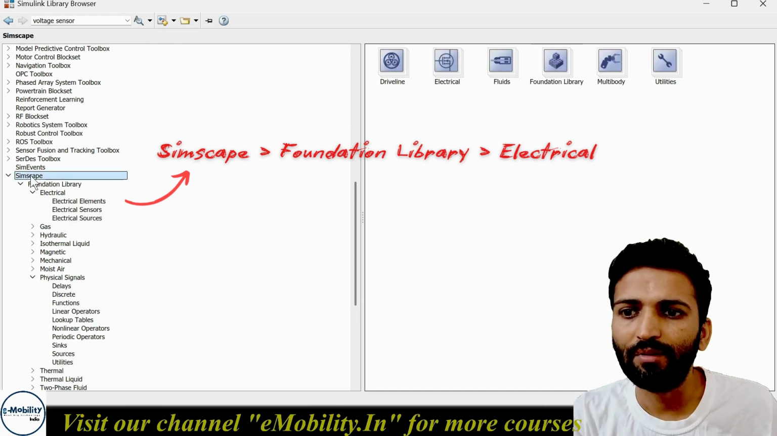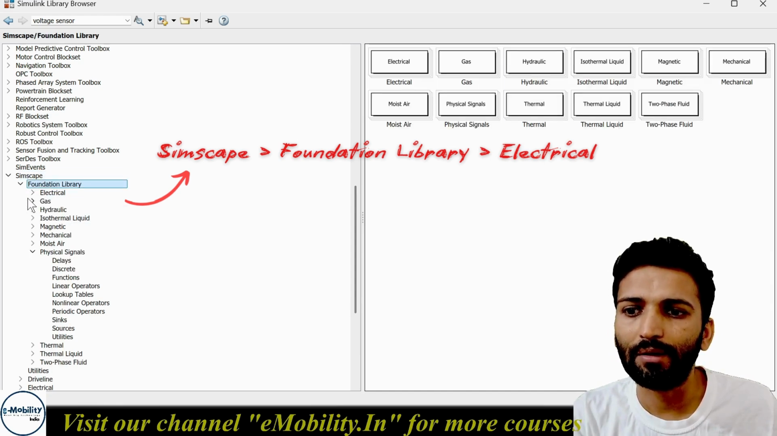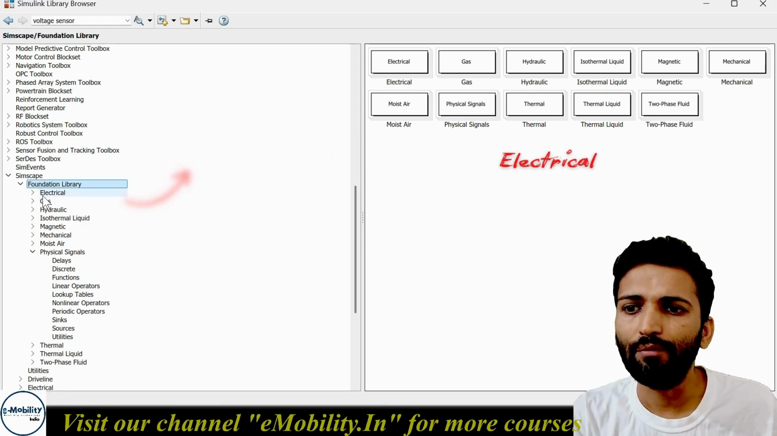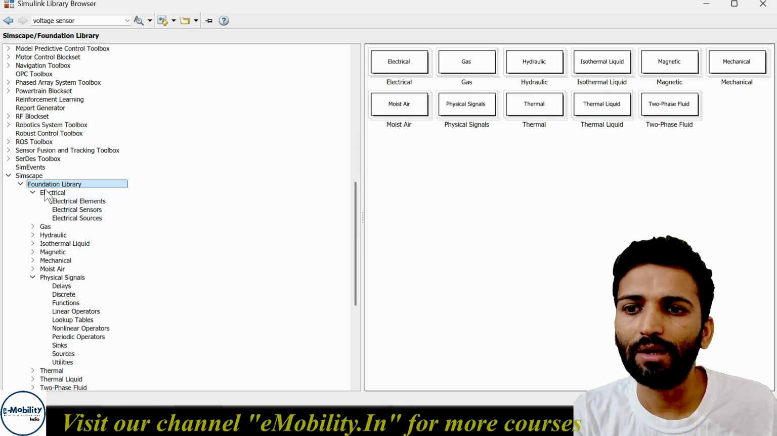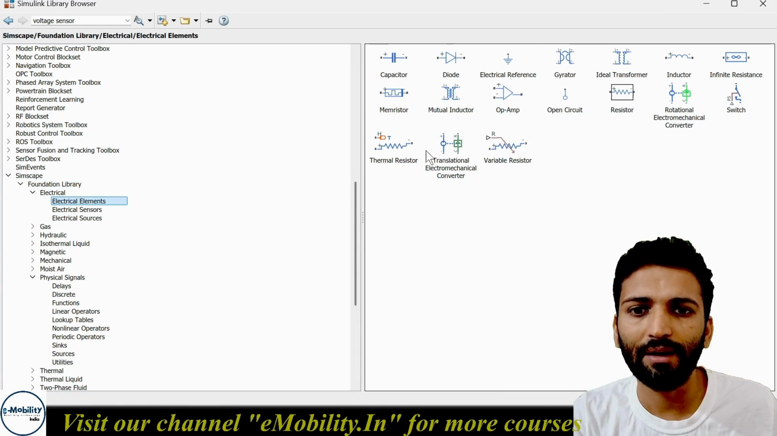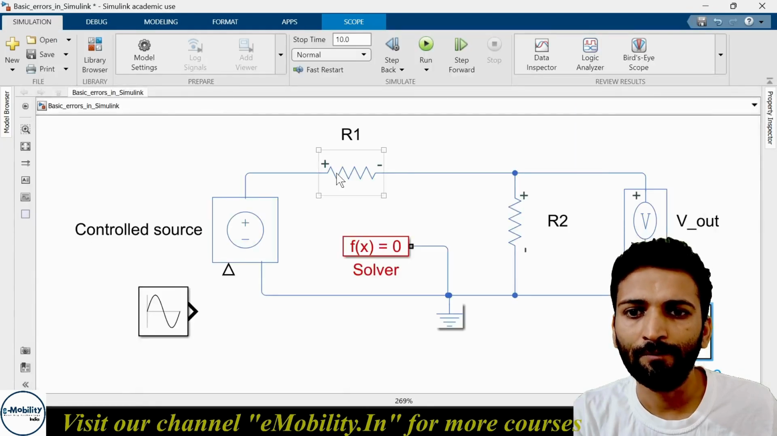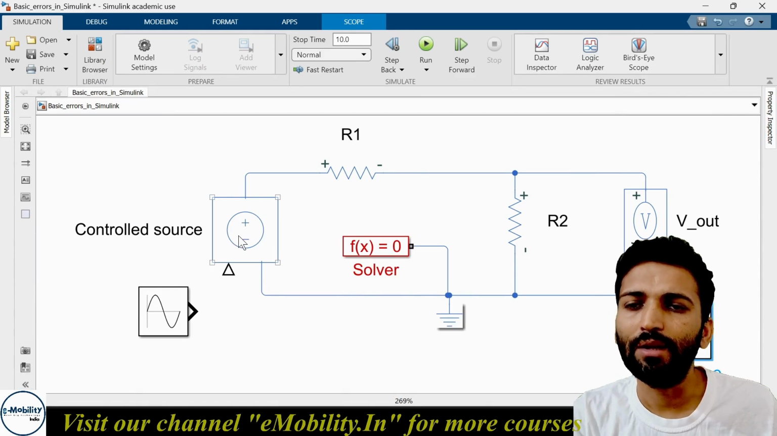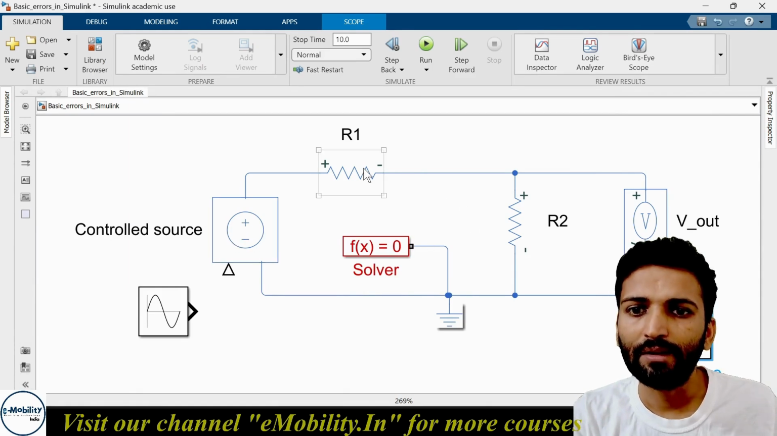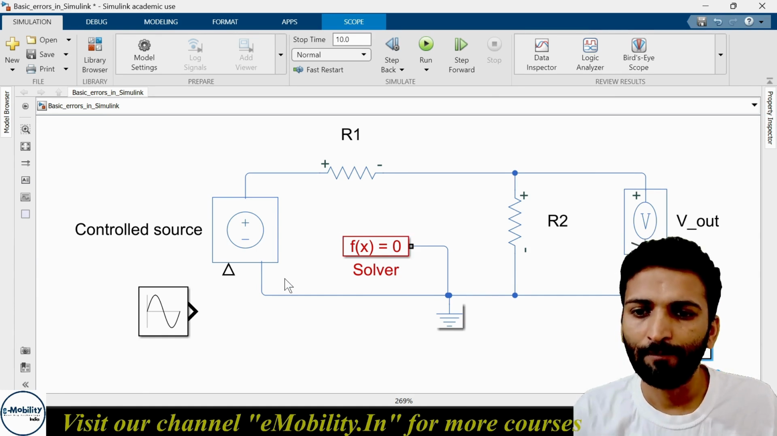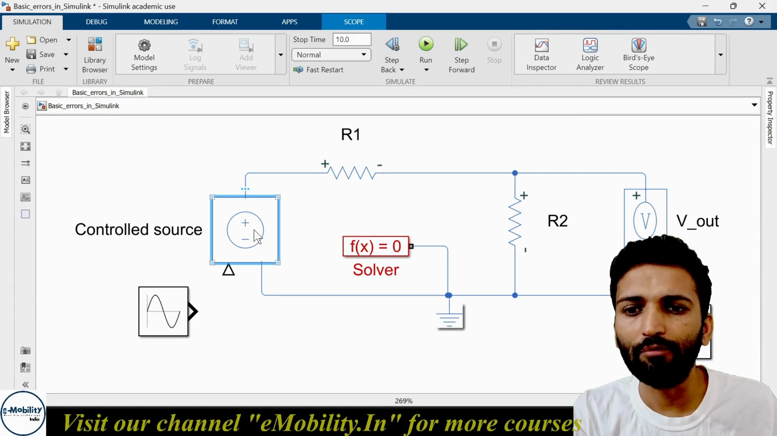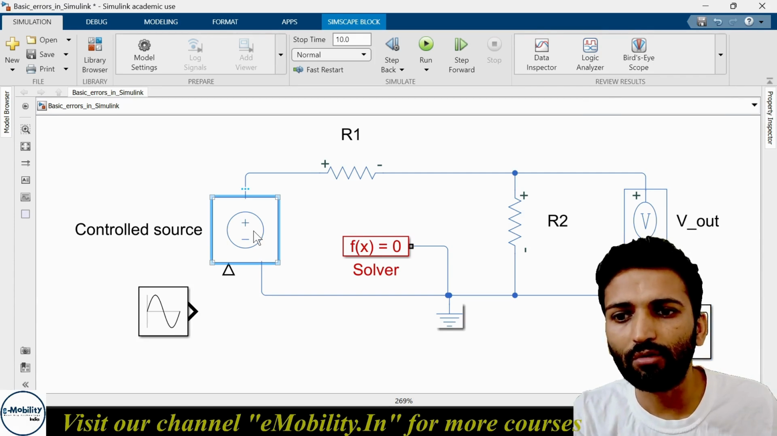So this is Simscape. You can see it here, and in this we have a foundation library. If you are using this particular tool, the electrical elements, these are the kinds of elements which I have used here. One is a controlled voltage source, another is the resistance, and a voltage sensor or voltmeter, and some other essential components.